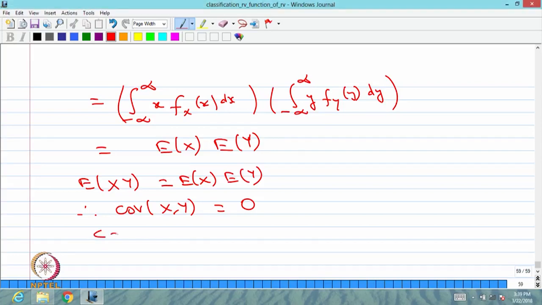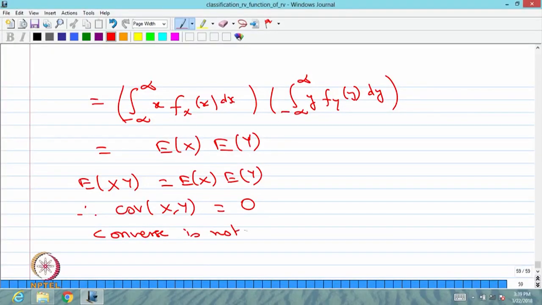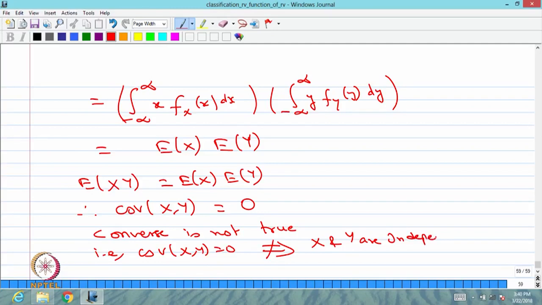Converse: if the covariance of two random variables x comma y is 0, that does not imply the two random variables are independent. That means the converse is not true. The covariance between any two random variables being 0 does not imply that the random variables x and y are independent. Whereas if x and y are independent random variables, then the covariance of x comma y is going to be 0.